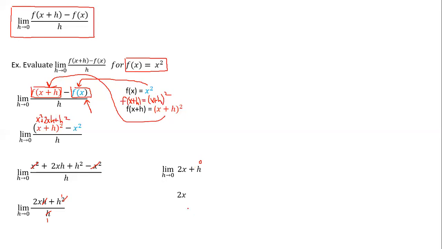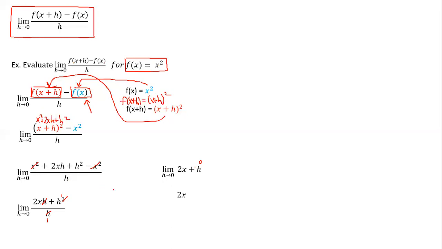So let's just take one more look. It's the special limit, the limit as h approaches 0, f of x plus h minus f of x all over h. The specific function we're looking at, f of x equals x squared. We replace x squared for f of x. We replace x plus h squared for f of x plus h, and then we work it out.